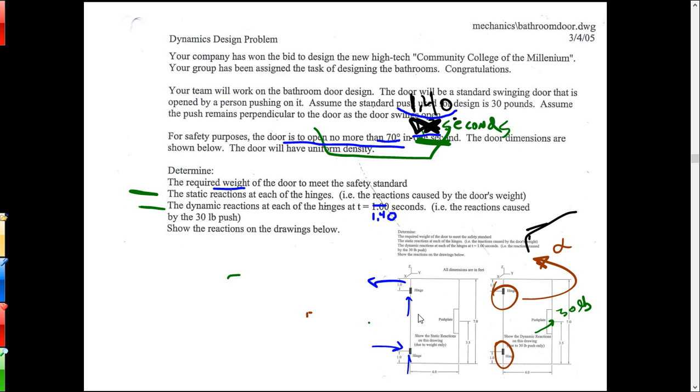So by static reactions, I mean the reactions if the door is just sitting there without moving. That is basically using statics to find these reactions. Dynamic reactions would be the reactions caused by the acceleration of the plate, both normal and tangential. Or excuse me, I call it a plate, it's a door.